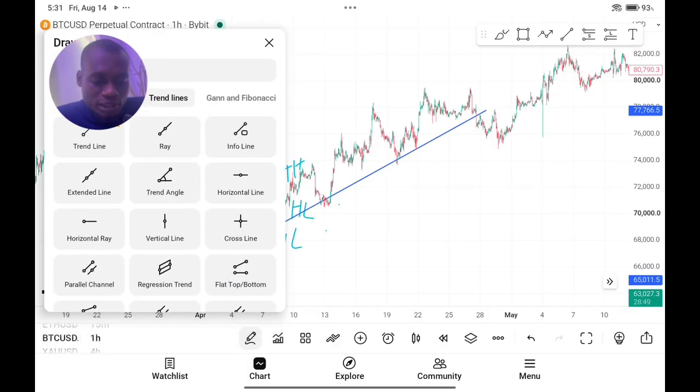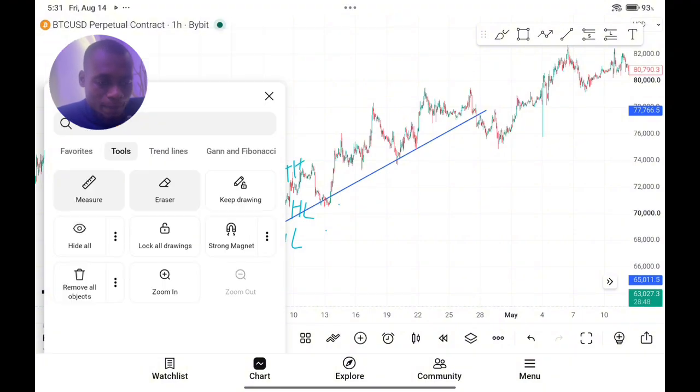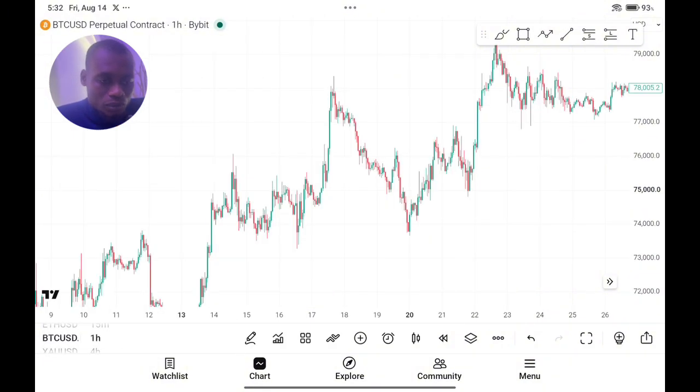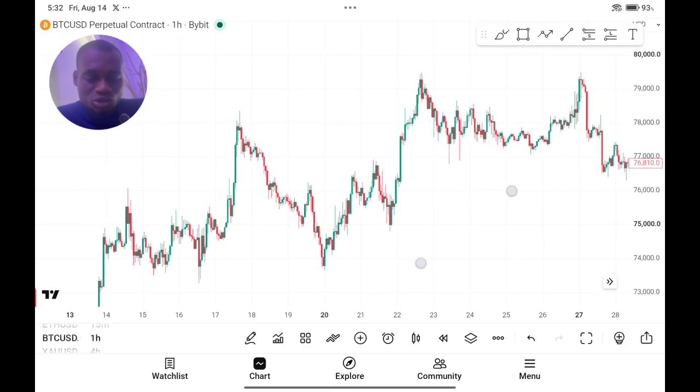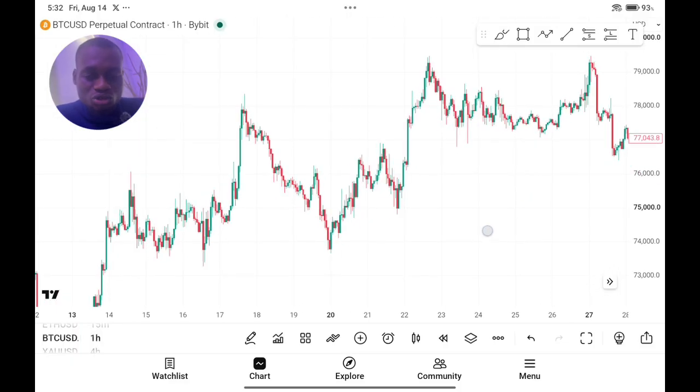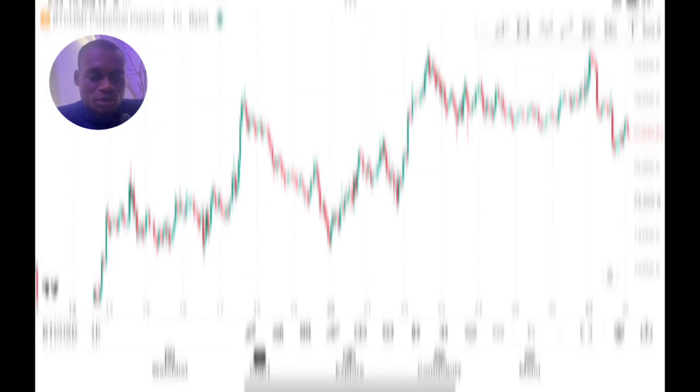Alright guys, I'm going to delete everything right here now. Okay, as you can see in this structure, the market is actually trending in the upward direction. This is how market structure is formed in the market.